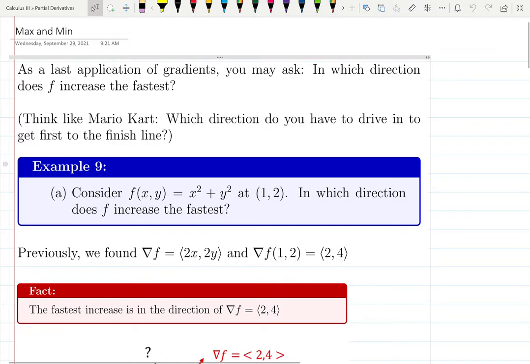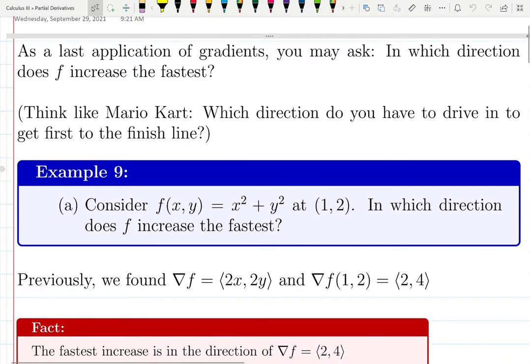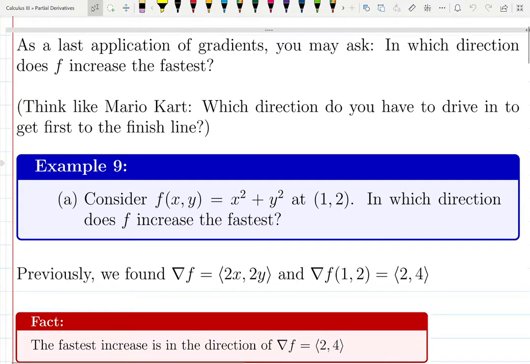In which direction does f increase the fastest? So this is going to be on the exam. I already saw the practice exam, and this question is there. So we're going to ask you in which direction f increases the fastest, x squared plus y squared at 1, 2. And the answer will be the gradient direction.